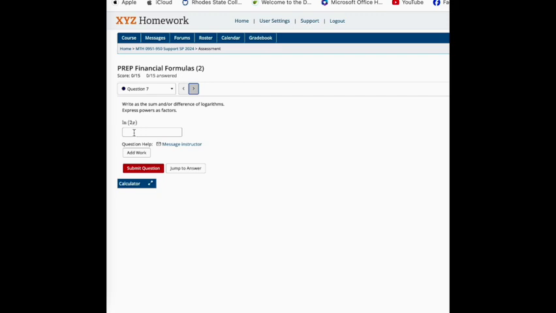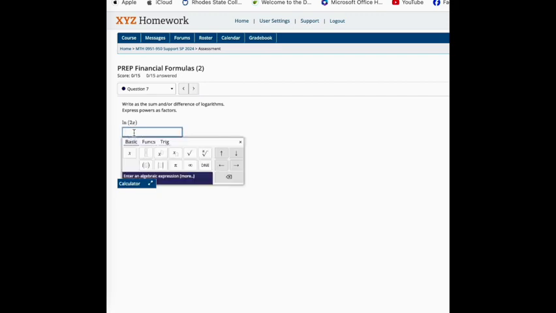So when I click on this text box to enter my answer, I'm going to choose this menu here that says functions. And then you'll see in the palette we have 3 different logs. This one is the common log, where it's assumed to be base 10 even though we don't write it in there. This one is the natural log. And then this one is log where you can enter any base that you need.